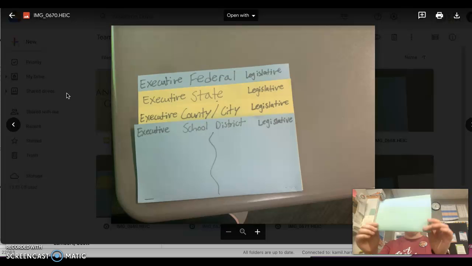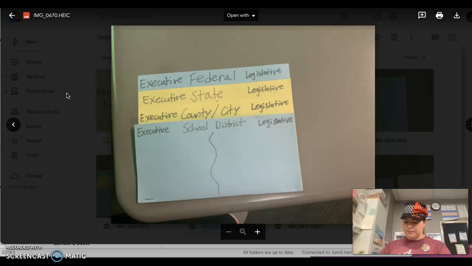So one more time, you have a beautiful chart. The lowest level, closest to the staples, is going to be school district. The next level is going to be city, county. The next level is going to be state. And the highest level that we talk about in 7th grade is going to be federal. You are then going to write legislative on, I put mine on the right, and executive on the left. And you're going to do that for every level of government, because every level of government has an executive branch and a legislative branch. In Utah, we're very lucky. We only have to learn one system.